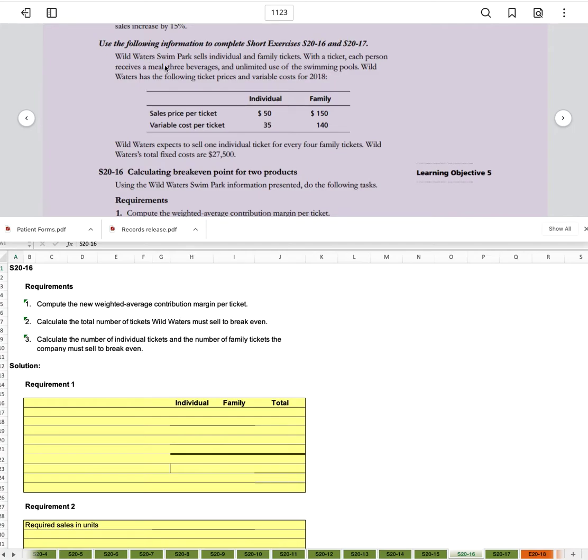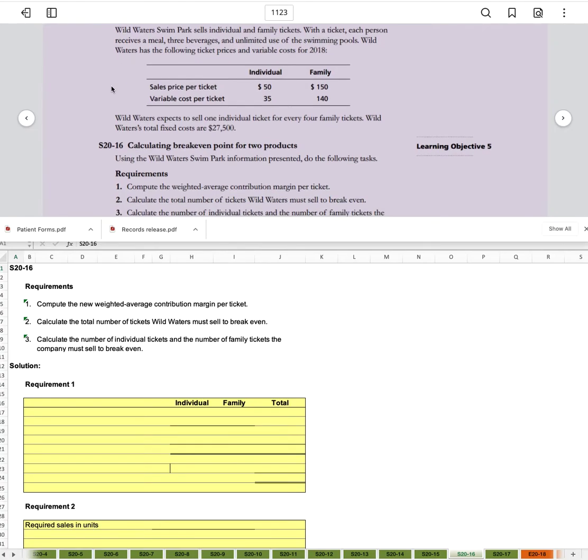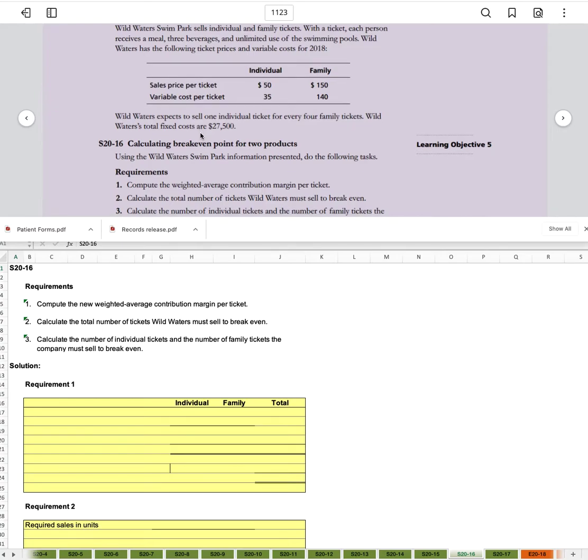Wild Waters Swim Park sells individual and family tickets. With a ticket, each person receives a meal, 3 beverages, and unlimited use of the swimming pools. Wild Waters has the following ticket prices and variable cost for 2018. An individual and a family, sales price per ticket, $50 or $150. The variable cost per ticket is $35 and $140. Wild Waters expects to sell 1 individual ticket for every 4 family tickets. Wild Waters' total fixed costs are $27,500.